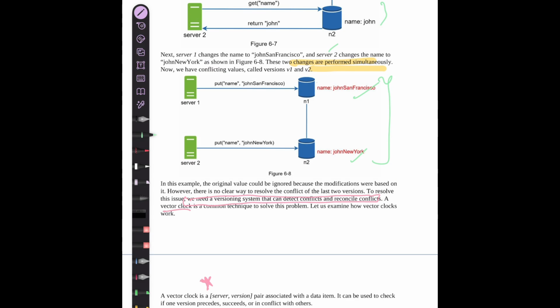So what is a vector clock? If you have read about distributed systems, this is the first topic you essentially read about: when there are multiple servers, you use vector clocks in order to maintain a consistent state. But let us see how this works over here.